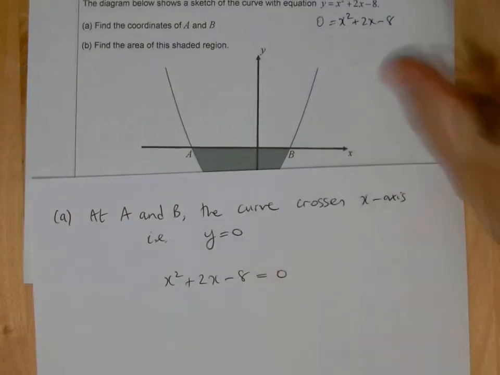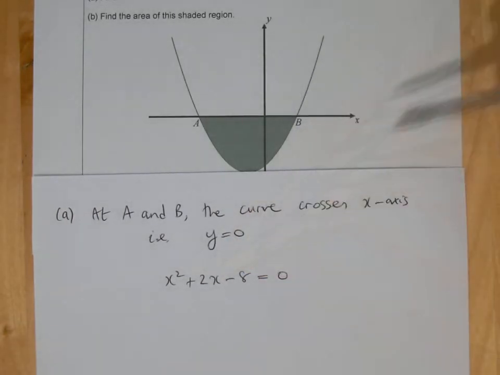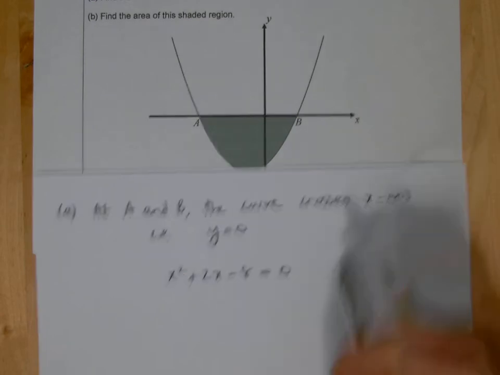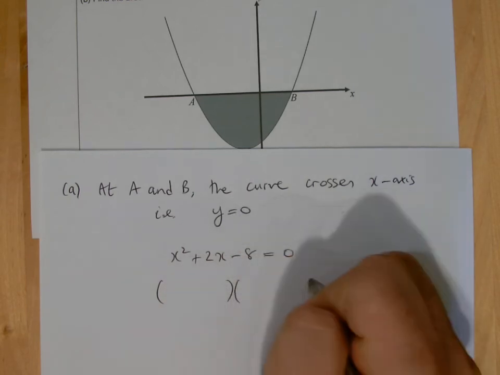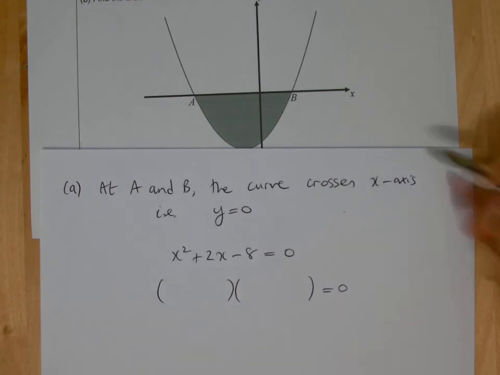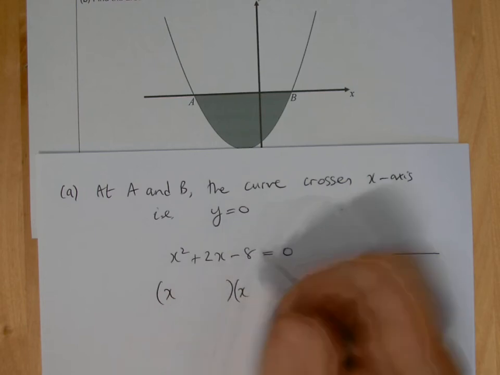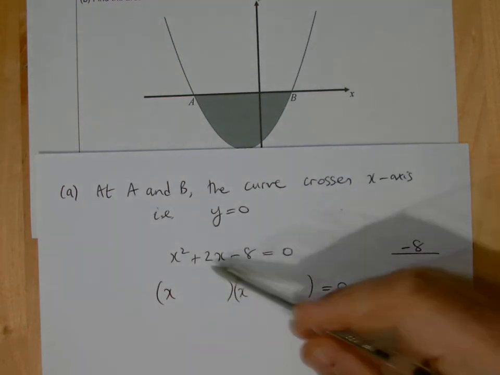Now, how do we solve this? Of course, you need to recognize that this is a quadratic equation which we can solve. It's equal to 0, so we can solve it. And when you have a quadratic equation, we're going to have two brackets, with x at the start of both brackets. We need to think of two numbers that multiply to give minus 8, and then add up to give 2.